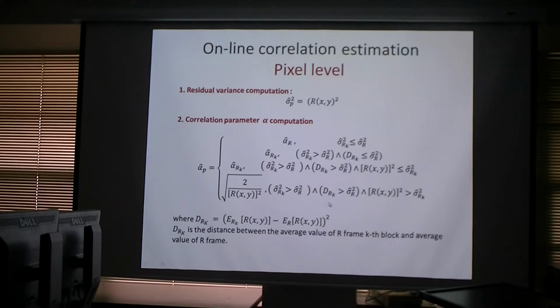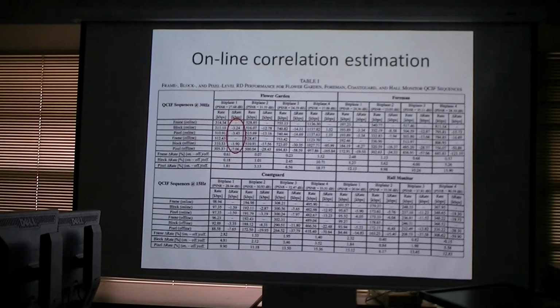And for the last case, it means that each pixel doesn't interpret it well. So at this time, it provides lower confidence information, and so it should choose the lowest correlation parameter based on the definition, the relationship between the correlation parameter and the variance. So this is the online correlation estimation, and then this online correlation estimation model was tested on these video sequences.